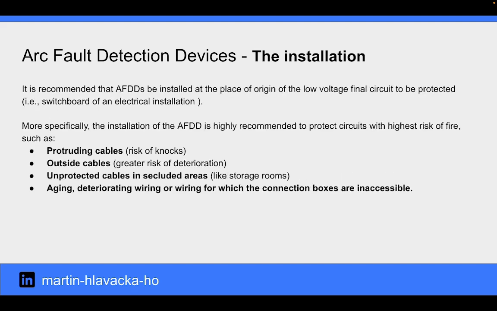It is recommended that AFDDs should be installed at the place of origin of the low voltage final circuit to be protected. More specifically, the installation of the AFDD is highly recommended to protect circuits with the highest risk of fire, such as protruding cables, outside cables, unprotected cables in secluded areas like storage rooms, or aging, deteriorating wiring or wiring for which the connection boxes are inaccessible.